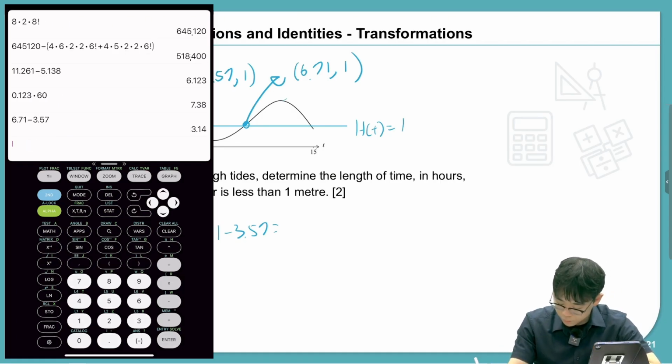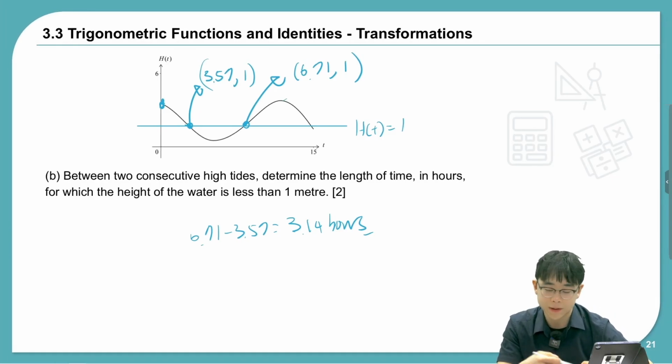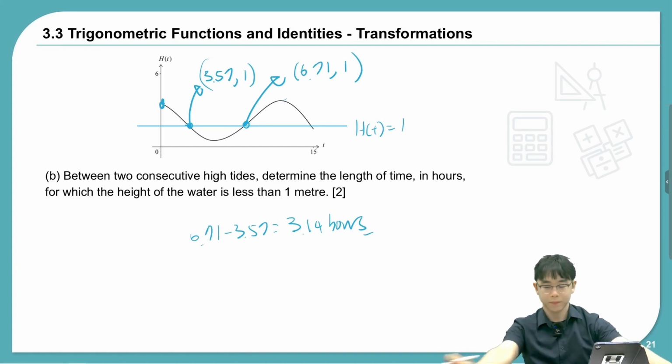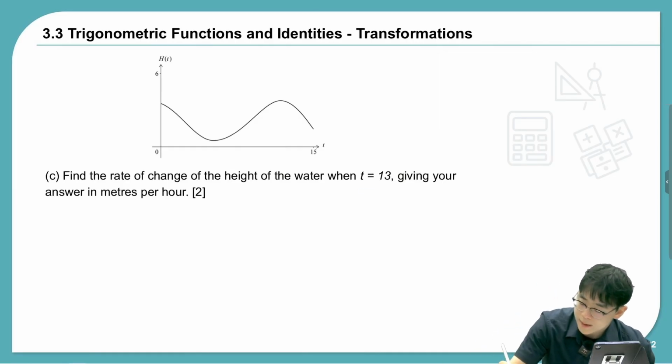So we get like 3.14 hours. So that's how long it takes for the tide to come back up, right? So during this period of 3.14 hours, you see that the tide is lower, staying lower than 1 meter.